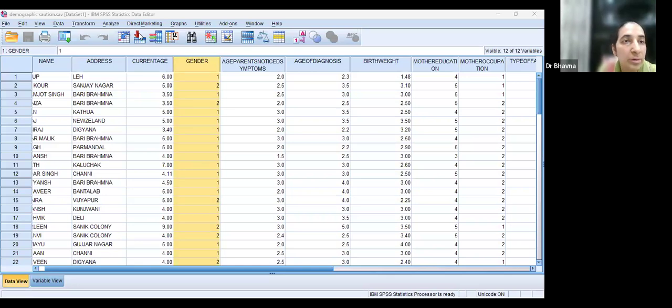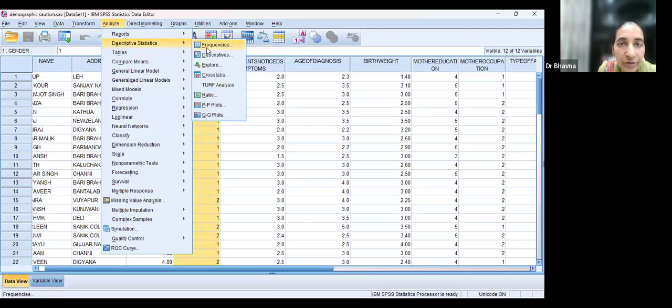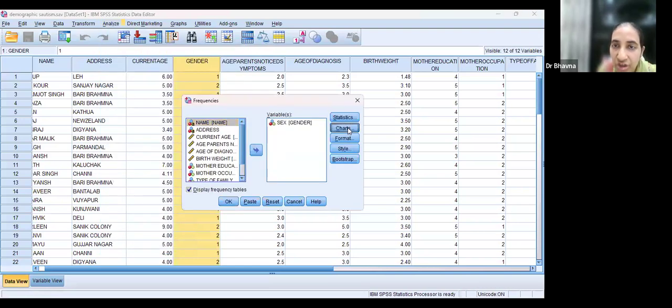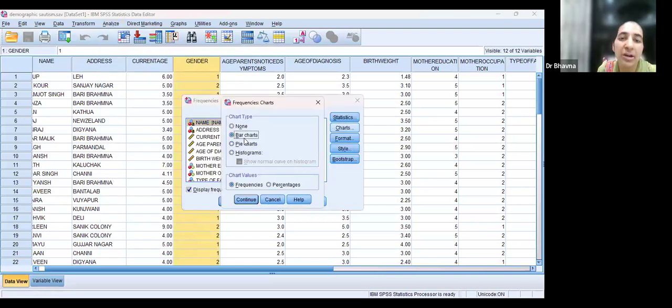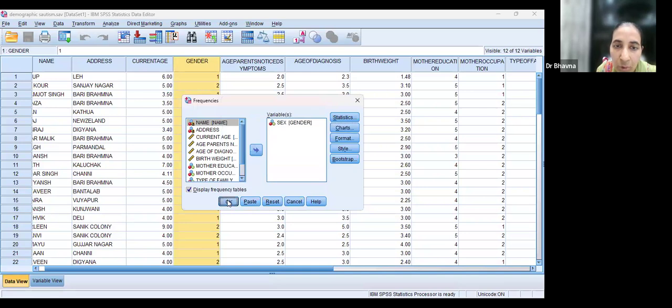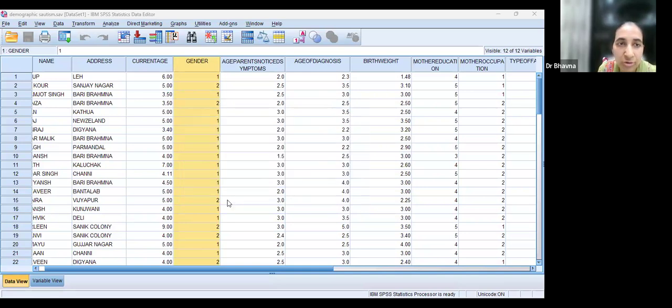See, we go to analyze, we go to descriptive statistics, we go to frequencies. I go to charts here, and instead of a bar chart, see, I am a novice, I don't know. This is qualitative data. I write histogram here. See, let's see what it does for us. Okay. Show a normal curve, continue. Will it draw a histogram for us?